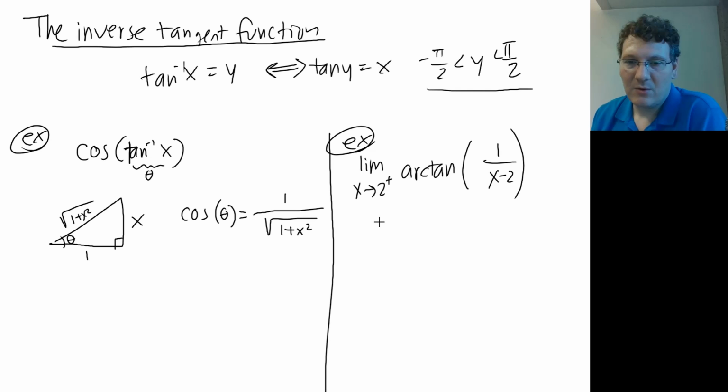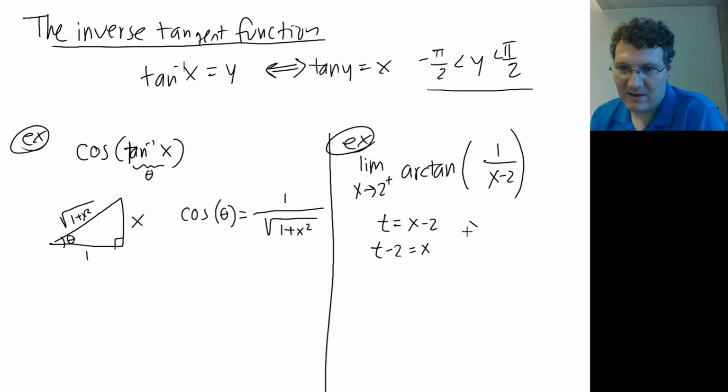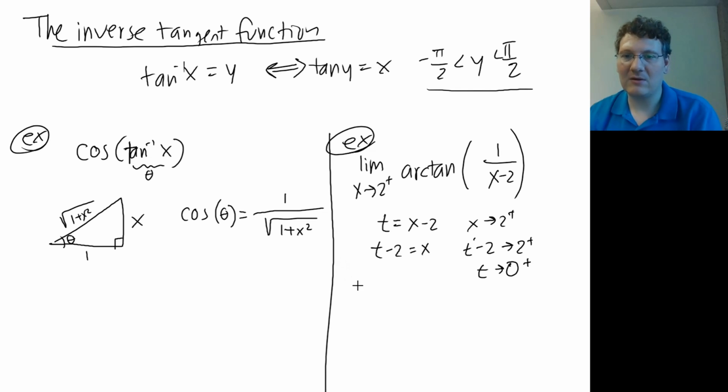Okay, so let's think about this. What would be the limit of the arctan of 1 over x minus 2? It might be easier to let t be x minus 2, and we can see that t plus 2 is going to be x. As x is going to 2 from the right, that means t is going to 0 from the right. It might be a little bit easier to think about.